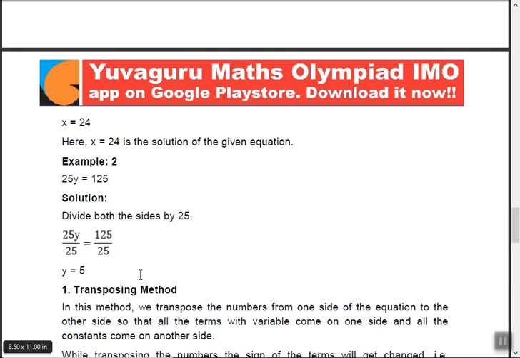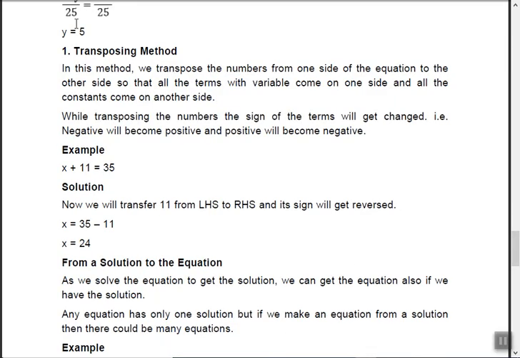So y equals 5 is the solution for this equation. The second method is transposing. Transposing means nothing different. Earlier, what had we done? We had subtracted 11 from both the sides over here. See this example. Here what will we do?